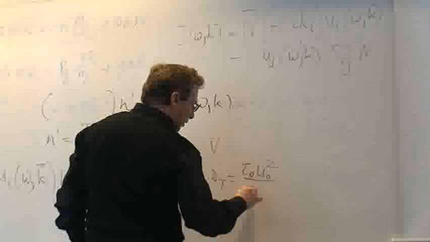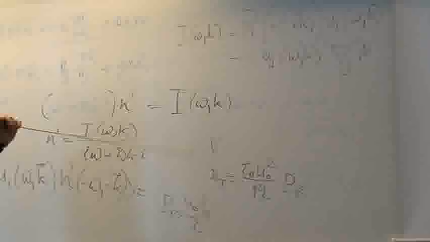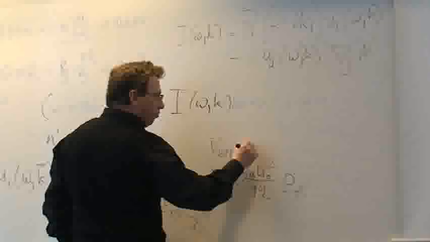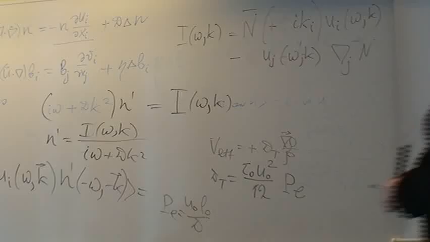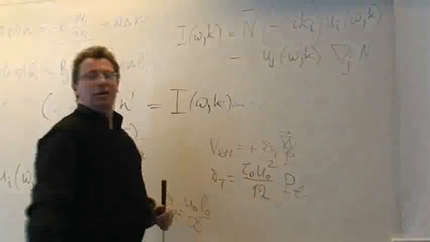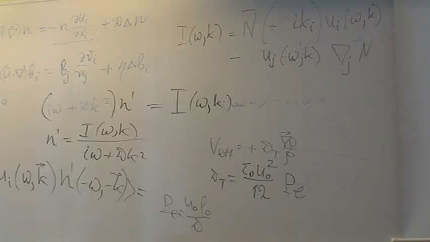This result, but effective velocity, okay, D_T as usual will be tau naught u naught squared divided by something, multiplied by the Peclet number. Peclet is u naught l naught divided by D, this Peclet number. Okay, we obtain this, but effective velocity equals minus plus D_T multiplied by grad rho divided by rho. Where does the 12 come from? One third is from integration over the angles, and an additional one fourth arises when you integrate over k in k space. But it doesn't matter. It is a simple exercise.